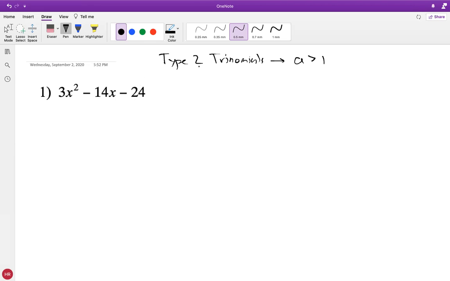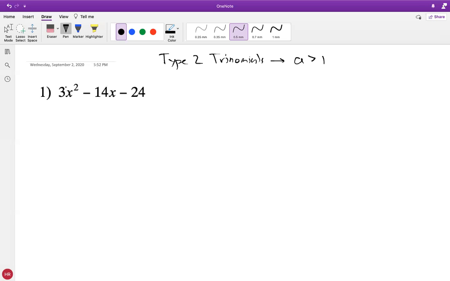But the type 2 trinomials with A greater than 1 are significantly different, and they're a little harder, I'll be honest with you. But the process is the same, there's just a couple extra steps. So bear with me here. Step one is to note that this is type 2 because there's a number here. You can't just look at the factors of this and the factors of this and the sum. You can't look at the factors of this that add up to this. It doesn't work. So here's what you do instead.